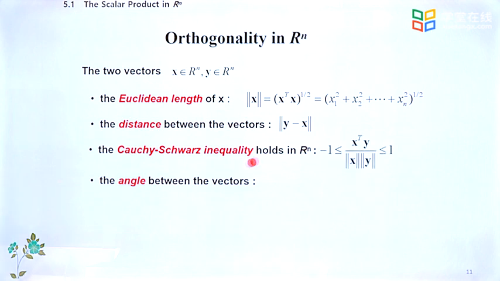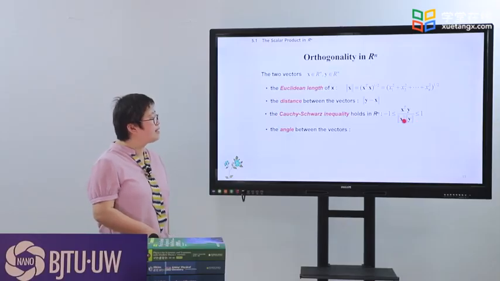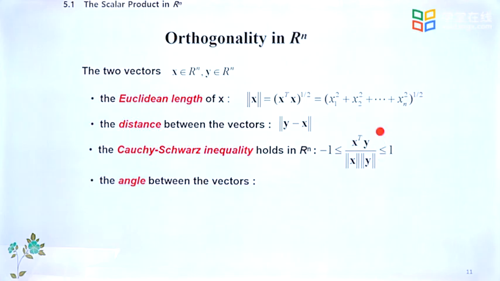So the Cauchy-Schwarz inequality also holds in Rn. That is, x transpose y divided by length of x times length of y is no less than minus 1 and no more than 1. So this number is between minus 1 and 1. Okay, before, we know this is cosine theta, right? So of course cosine theta should be between minus 1 and 1. And the angle between the vectors we also define in this way: cosine theta equals x transpose y divided by length of x times length of y, and we know theta is no less than 0 and no more than pi.